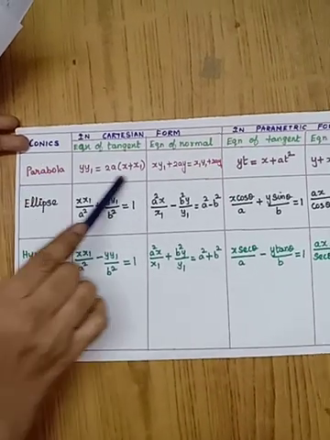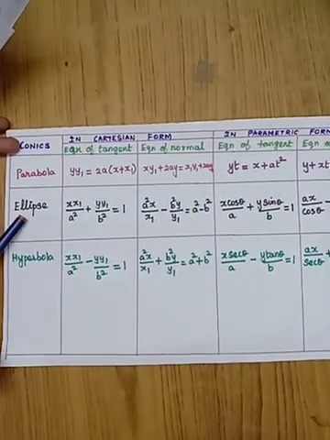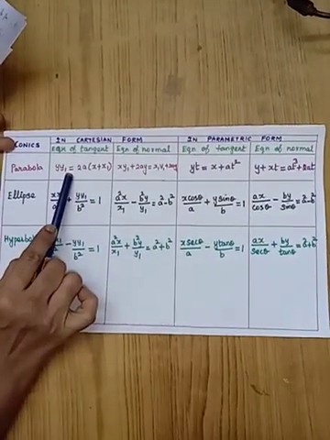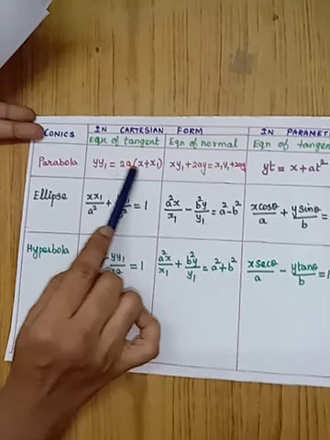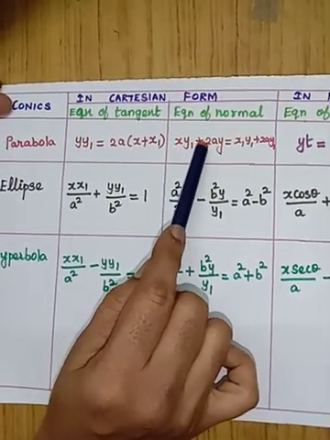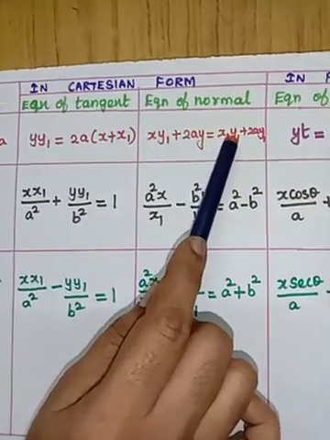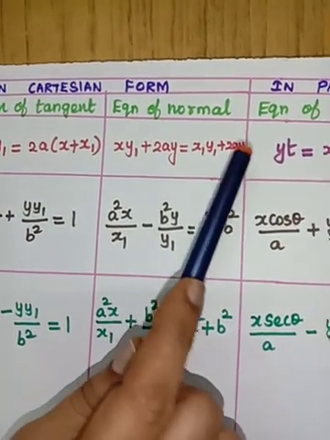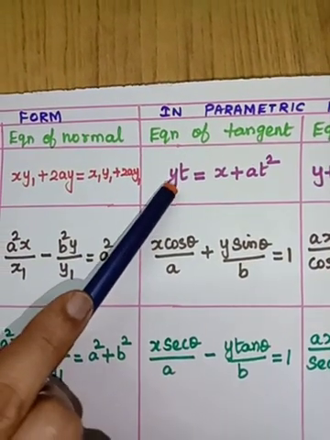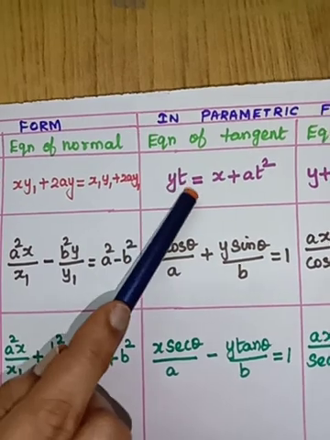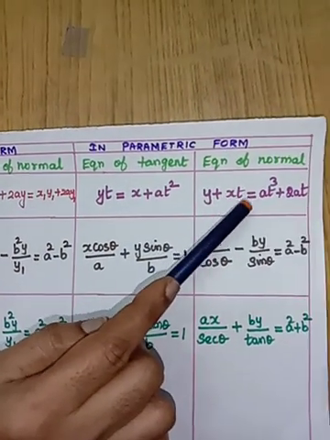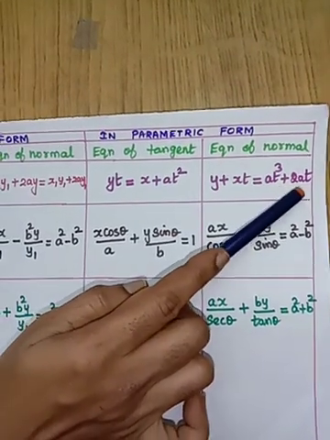Just now for parabola I have proved it. The same way you can do it for ellipse and hyperbola. So the equation of the tangent to the parabola is yy1 is equal to 2a into x plus x1. The normal is xy1 plus 2ay is equal to x1y1 plus 2ay1. Okay, the equation of the tangent in the parametric form, for the parabola, is yt is equal to x plus at square. The normal is y plus xt is equal to at cube plus 2at.